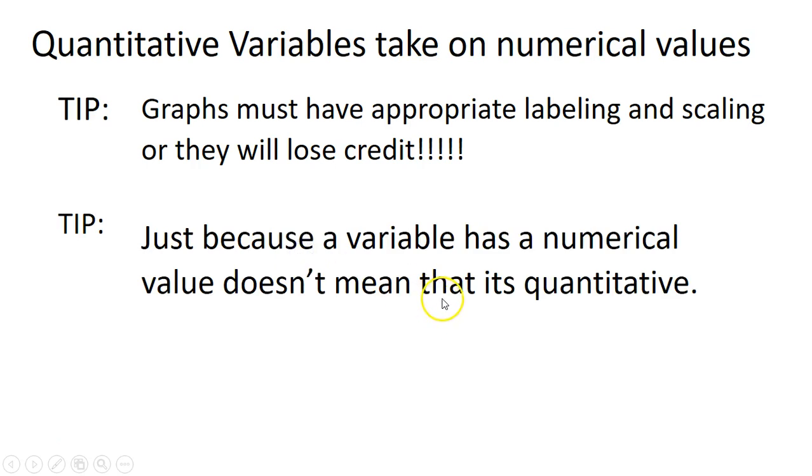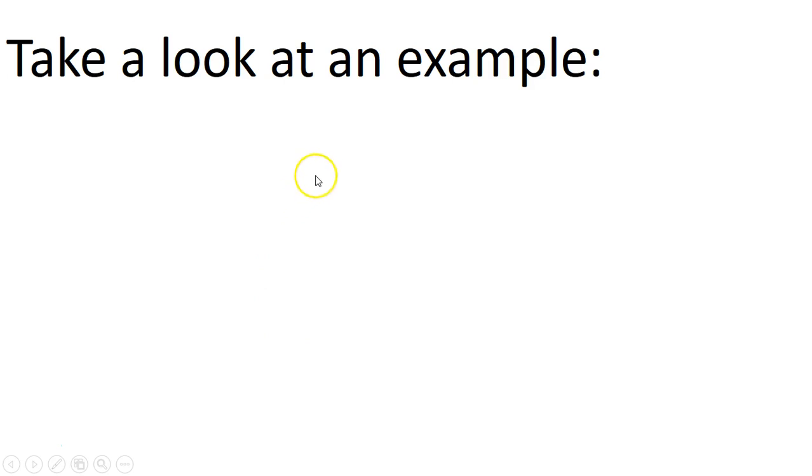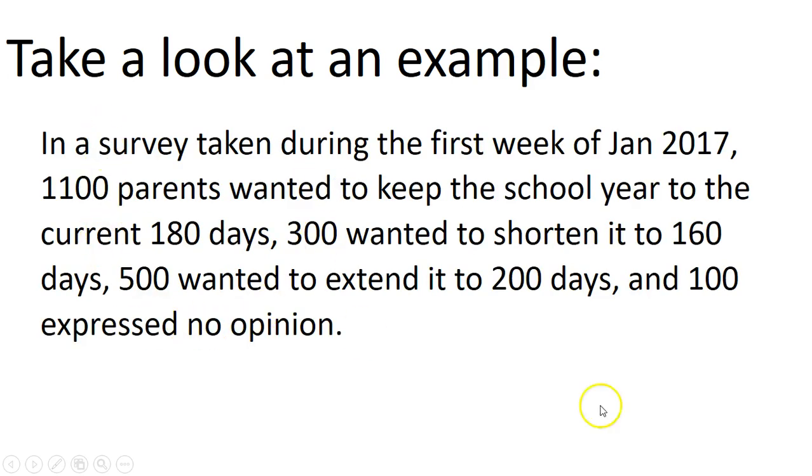Another tip: just because a variable has a numerical value doesn't mean it's quantitative, because that's what ends up happening. Everyone sees numbers, they instantly jump the gun and say it's a quantity. Numbers are quantities, so therefore it's quantitative. Not all the time. Lots of times it is, but not all the time. So take a look at an example here. Again, pause the video and write the example down. That's all you have to do.